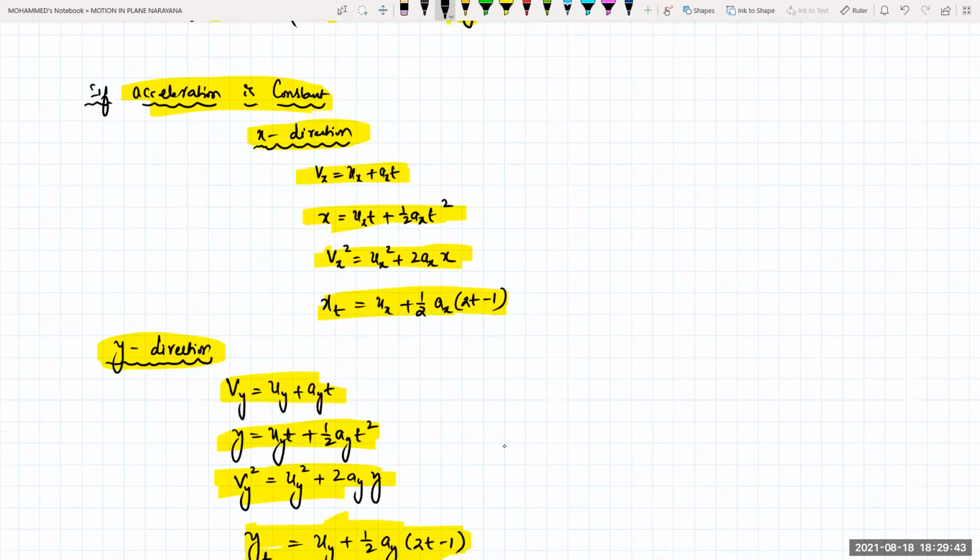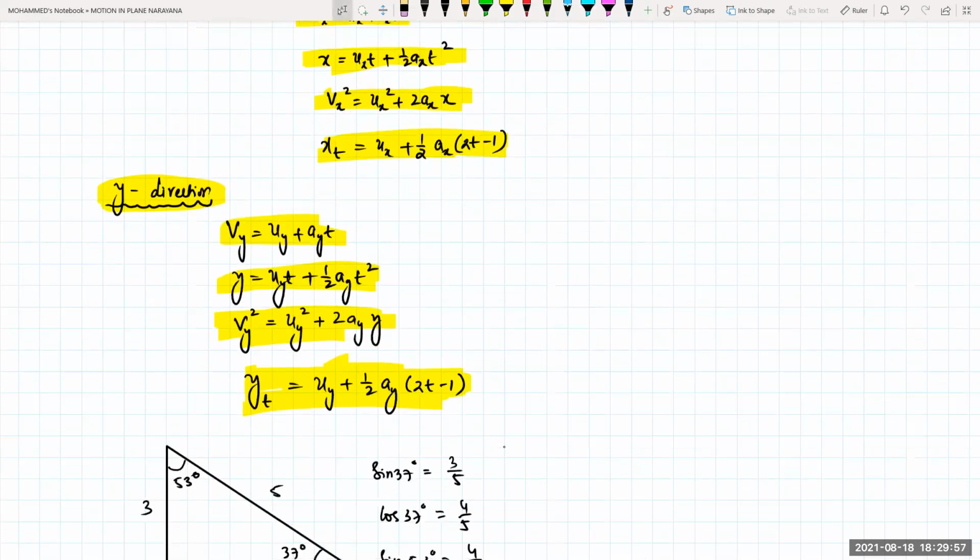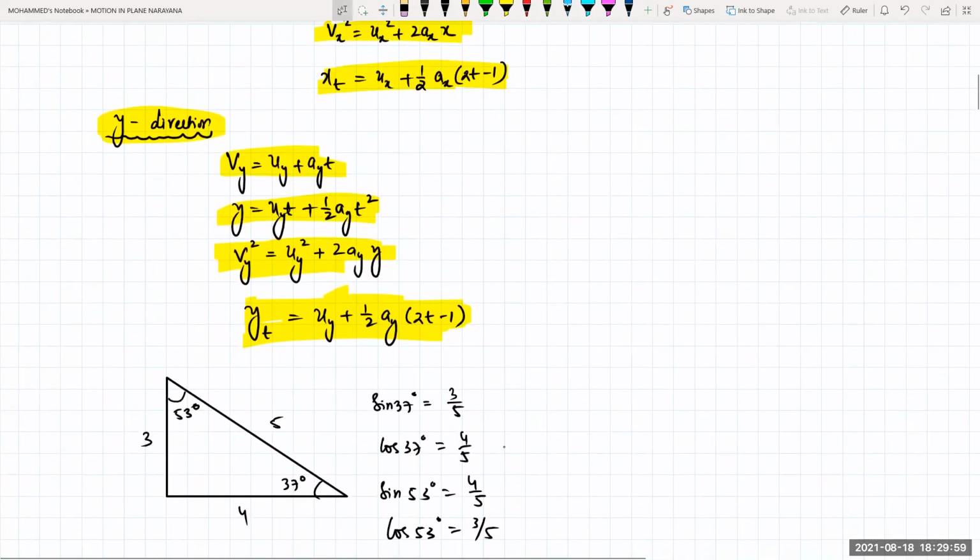vx is equals to ux plus ax into t. x is equals to ux into t plus half of ax into t square. vx square is equals to ux square plus 2 ax into x. And x t is equals to ux plus half of ax into 2t minus 1. If it is in y direction, you just put y values in the place of x. All equations of motion.